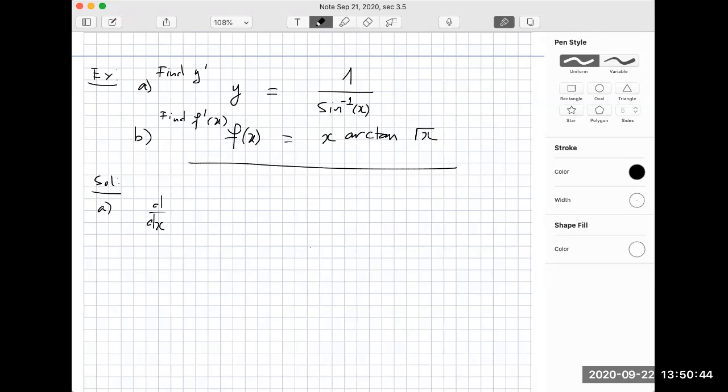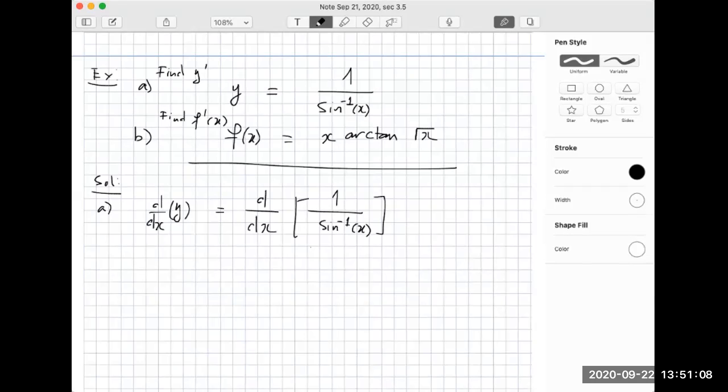Okay, now d over dx of y. And we know that y is this function, right? 1 over sine inverse. Remember, this is sine inverse, not the reciprocal of the sine function. Be careful. Okay?